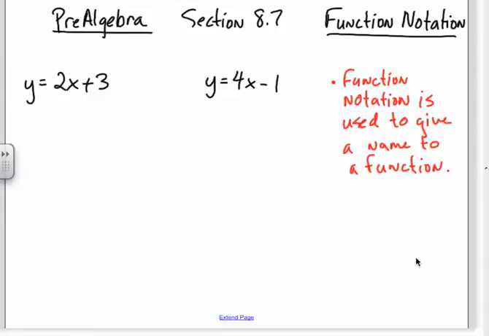Okay, guys, let's see. Function notation. That's the new section that we're going to talk about today.